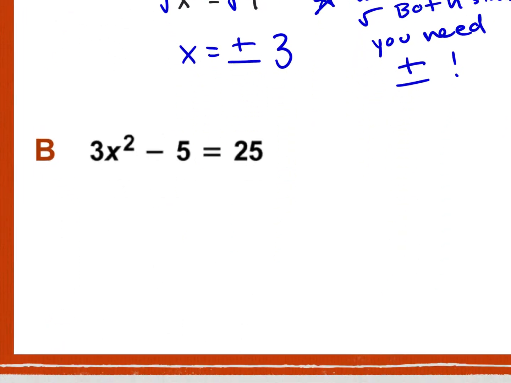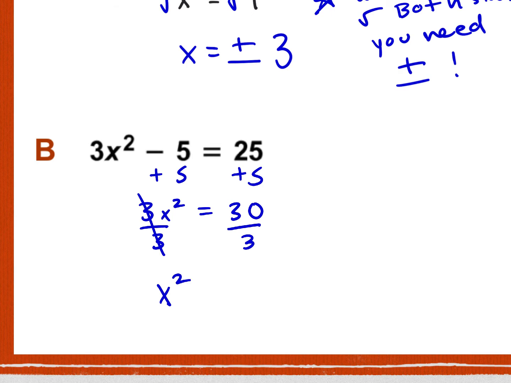All right, B. What should I do first? Add 5. So I have 3x squared is equal to 30. What do I do next? Divide by 3. So what is x squared equal to? 10. Then what should I do? Take the square root of both sides.